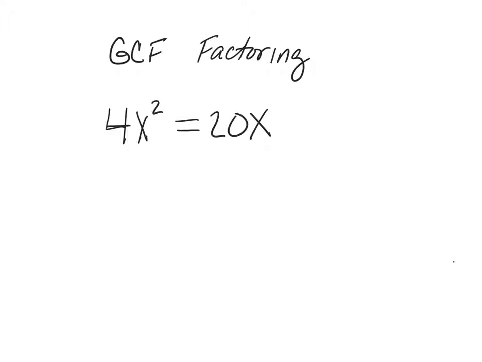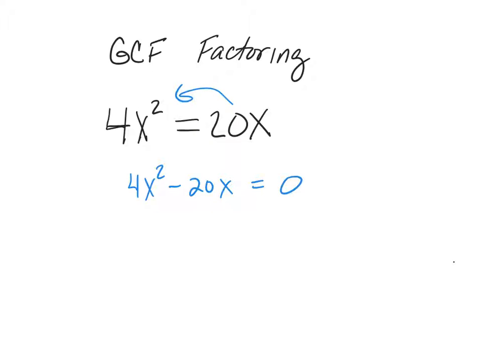The first thing you're going to do before you start anything is move everything to the left side of the equation and make it equal to 0. So we've got 4x squared, and the 20x goes over here as a minus 20x equals 0. Got it? And this one's GCF. So we've got to find out the number and the letter we can pull out of both of those.